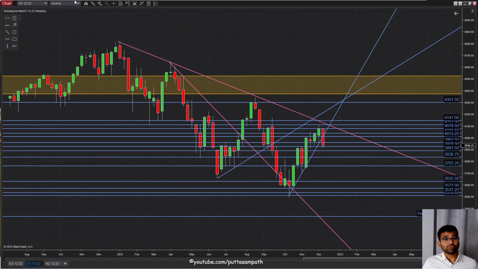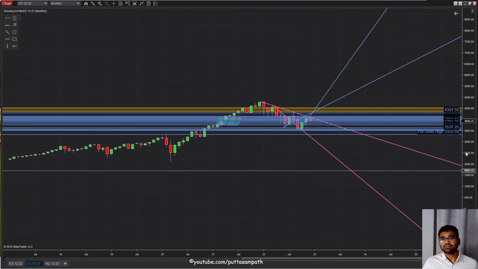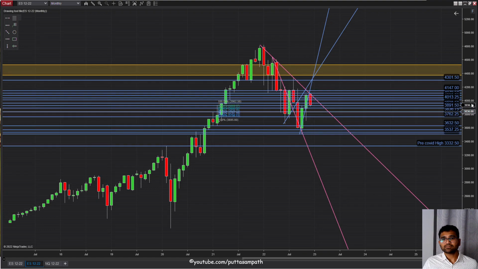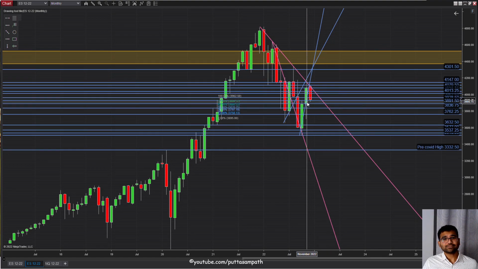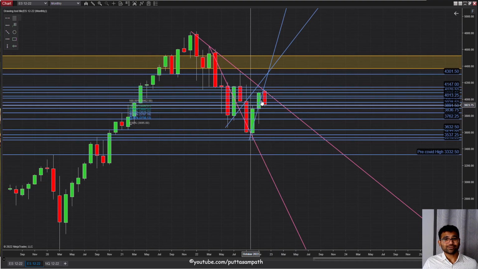Again, let's start from the top-down approach. Let's start with the monthly chart. The monthly chart is bullish, meaning it's still in bull territory. Last week's title says the bear market is over, and that's based on this monthly trend. Actually, sorry, I missed covering that in the last video, but the last month's close, the November month close, was above the October month's high.